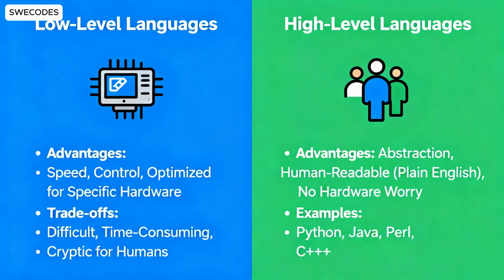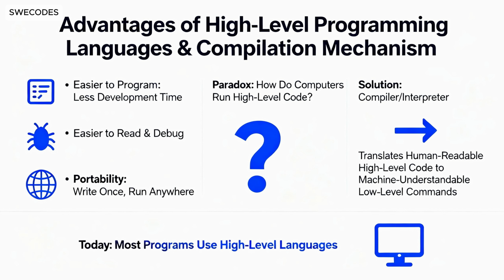This is why, for almost everything else, we use high-level languages. These are the languages you've heard of: Python, Java, Perl, C++. They are a layer of abstraction. They are designed for humans. They read more like plain English, allowing you to tell the computer what to do without worrying about the millions of tiny steps the hardware needs to take. The advantages here are all about human efficiency. They are far easier to program, meaning less development time. They are easier for people to read and, crucially, easy to correct or debug. And the killer feature, portability. You can write code once and, with minimal changes, run it on a completely different computer.